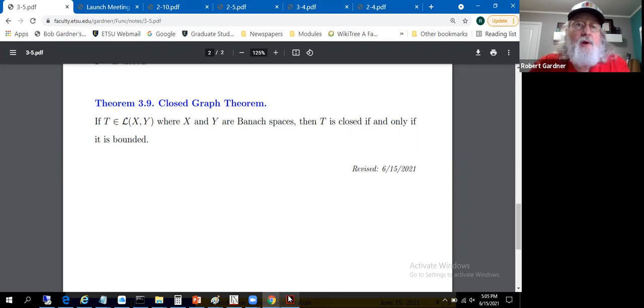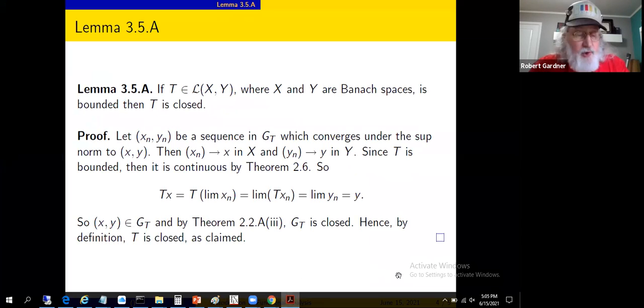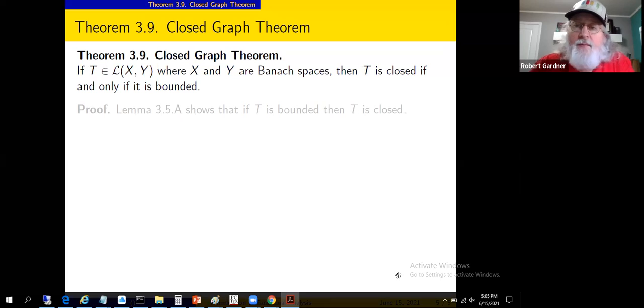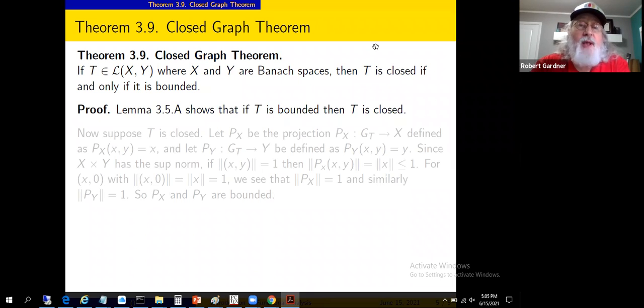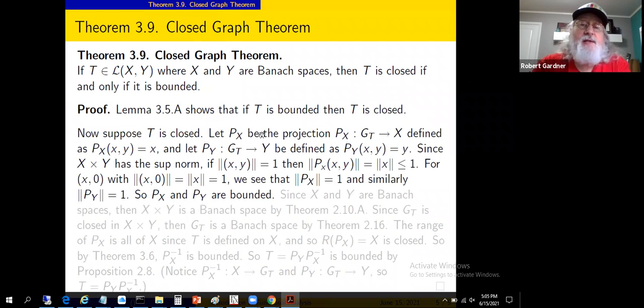The proof, I'm going to bounce back and we'll look up the statements of a few of the things we're going to use in the proof. So I'll keep that stuff in the background. First, Lemma 3.5.a, the previous result we proved, shows that if T is bounded, then T is closed. So it's the other direction we need to worry about. So suppose T is closed, we need to show that T is bounded.